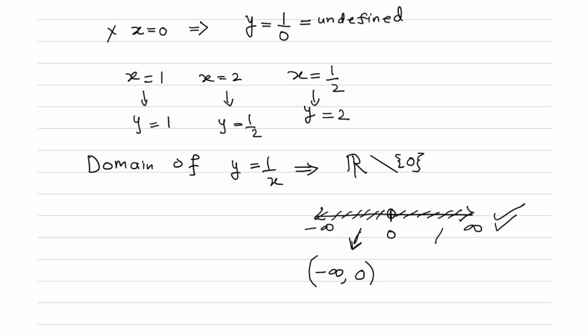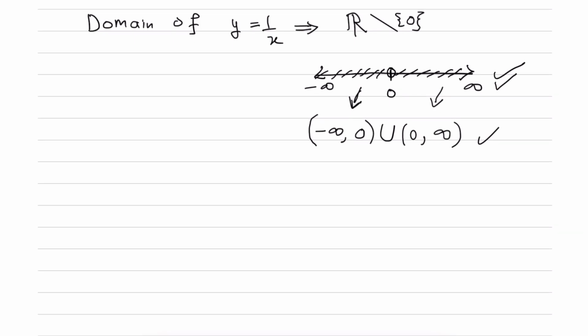Then the right hand side part is written as 0, open bracket, all the way to infinity, meaning all the numbers in between 0 and infinity, and 0 is not included, that's why an open bracket. So this is another way of putting the domain in the form of an interval. This is the domain for the function y equal to 1 over x.